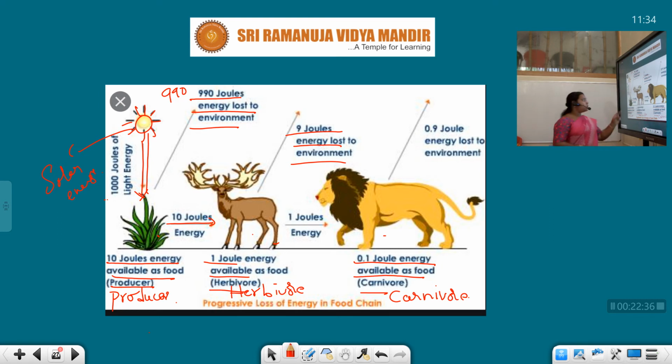And let us see the next level. Only 10 joules of energy is transferred to the herbivores, but our herbivore is fixing only 1 joule of energy, and the remaining 9 joules of energy is going back to the environment. And to the next level, 1 joule is taken by our carnivore. It is going to fix only 0.1 joule of energy, and the remaining 0.9 joule of energy is lost in the environment. So this is the progressive loss of energy in the food chain.